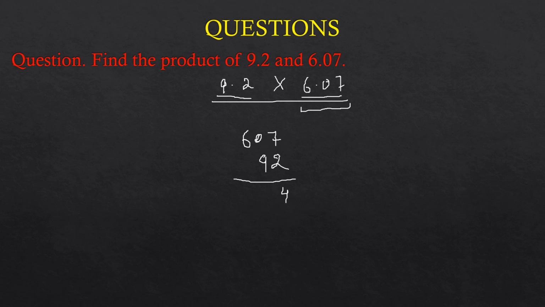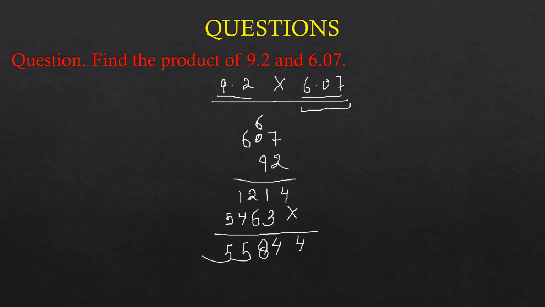So 7 2s are 14, carry 1. 2 multiplied by 0 gives 0, so here we will write 1. 6 2s are 12. Then 7 9s are 63, and here we will have carry 6. 9 into 0 gives 0, so here we will write 6. 9 6s are 54, we will write 54 here. 3 plus 1 gives 4, 6 7 8, 4 plus 1 is 5, and here again we have 5. So what we have got? We have got 55,844.